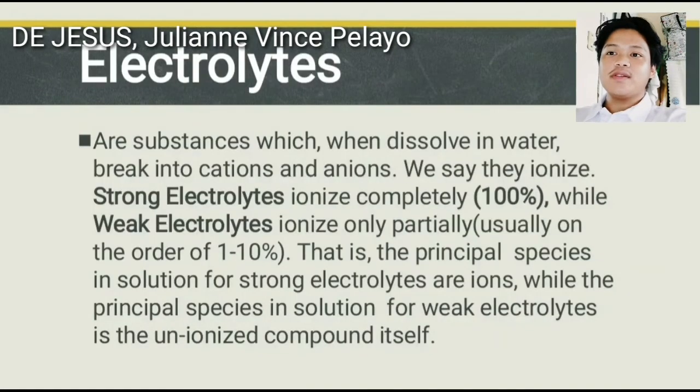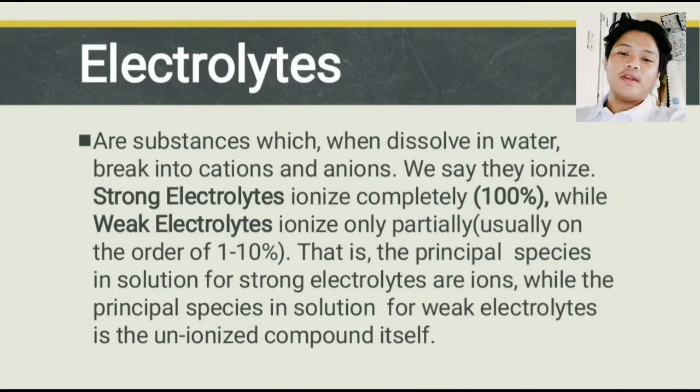Electrolytes are substances which, when dissolved in water, break up into cations and anions. We say they ionize. Strong electrolytes ionize completely, 100%, while weak electrolytes ionize only partially, usually on the order of 1 to 10% only. That is, the principal species in solution for strong electrolytes are ions, while the principal species in solution for weak electrolytes is the unionized compound itself.